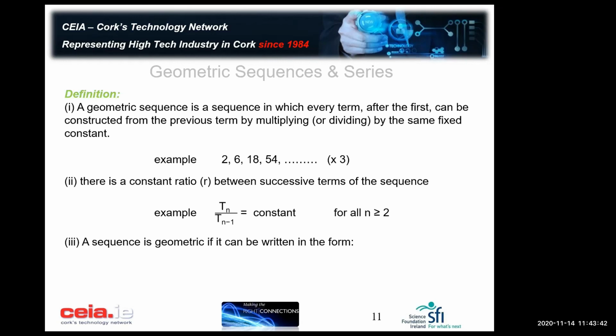A sequence is geometric if it can be written in this form. T of n is equal to p times q to the power of n, where p and q are constants. So if you have a sequence and you can write it into that form, you know it's geometric.